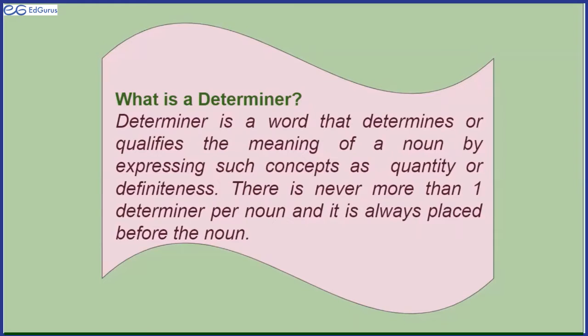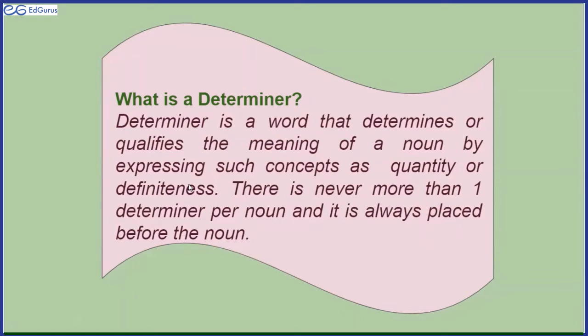How does it determine the noun? A birthday party, singular. The birthday parties. Is that clear? So this is the word that determines a noun. And how do we know it determines a noun? Because it is used before a noun. Got it? Yes, ma'am. So in this way, it expresses concepts like quantity or definiteness.